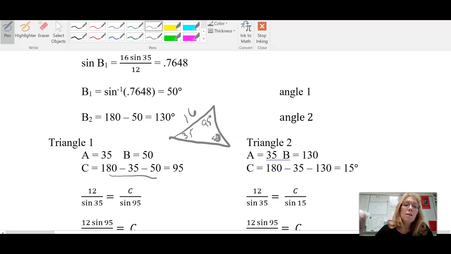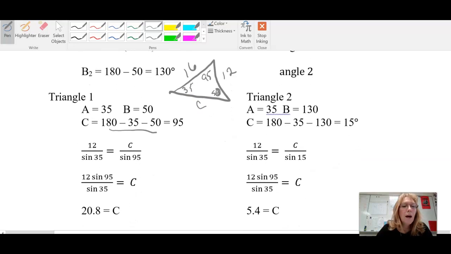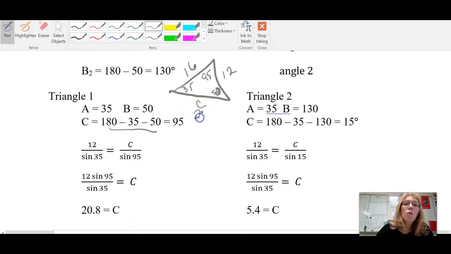And now it's just law of sines. So we take opposite of 35 is 12, because that was A. So 12 over 35, we got 16 over 50. We need to find the 95 over C. So we do 95 over C, use our law of sines, calculate that out, and C is 20.8. Okay, so that's the one with all three acute angles.